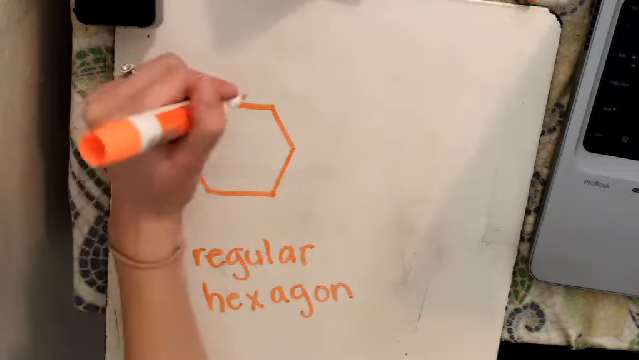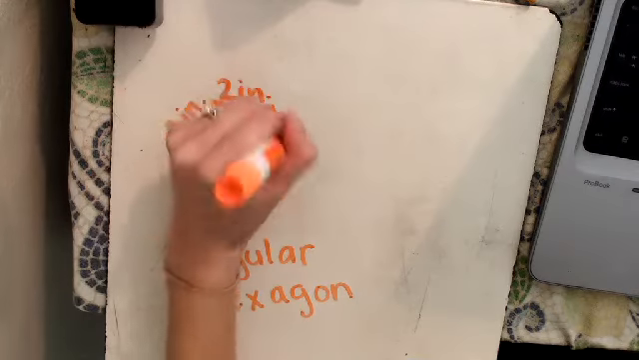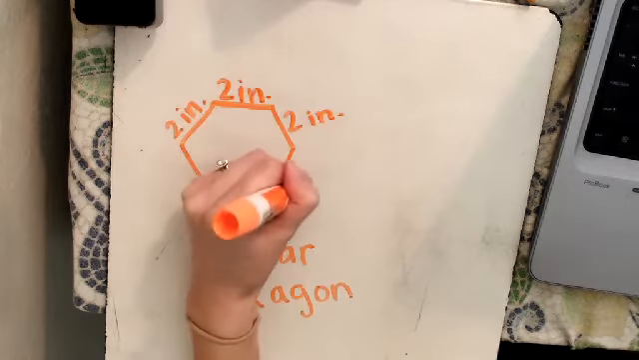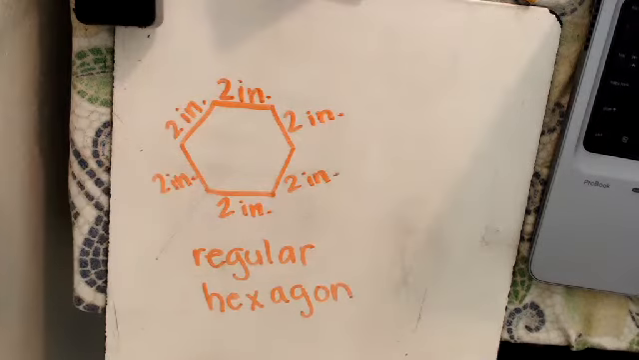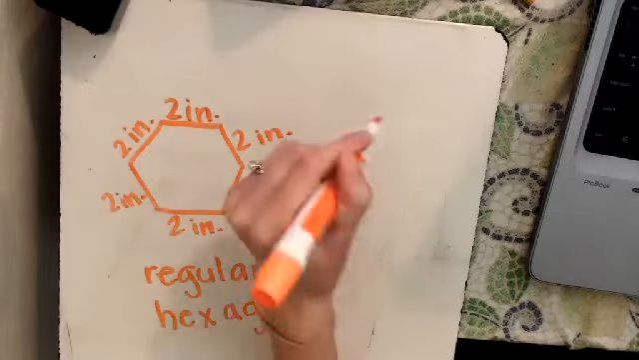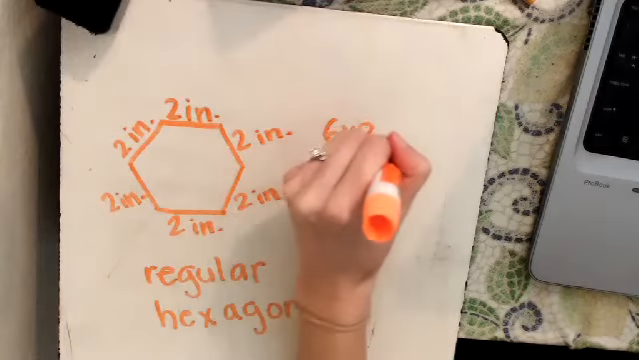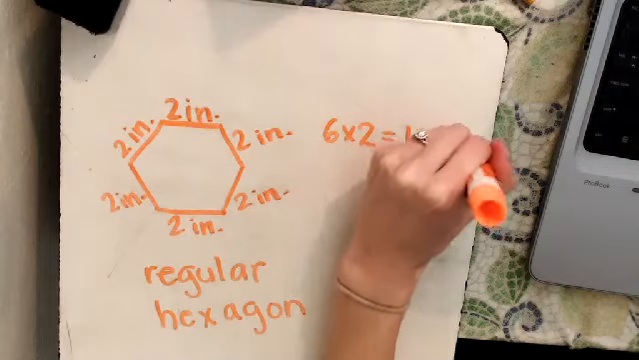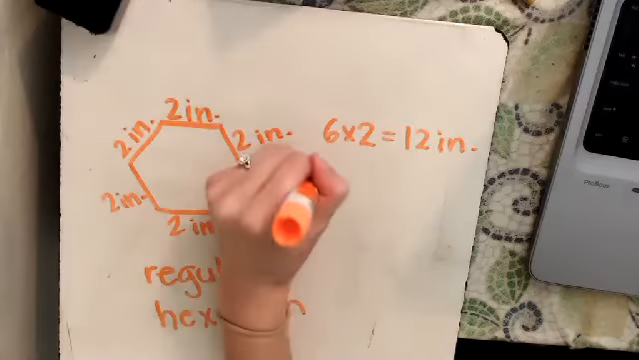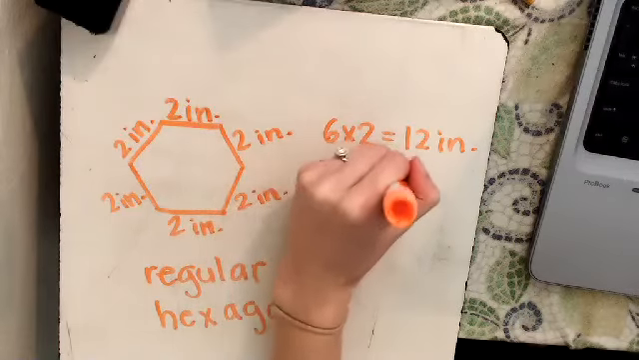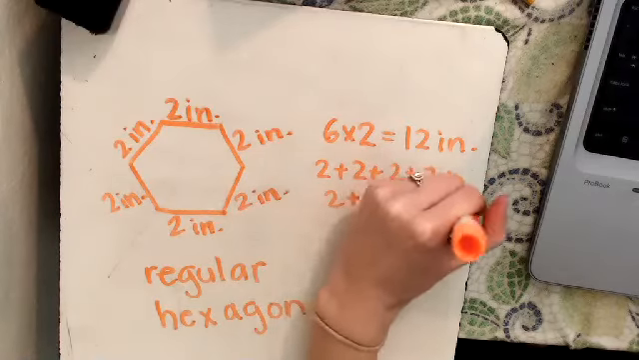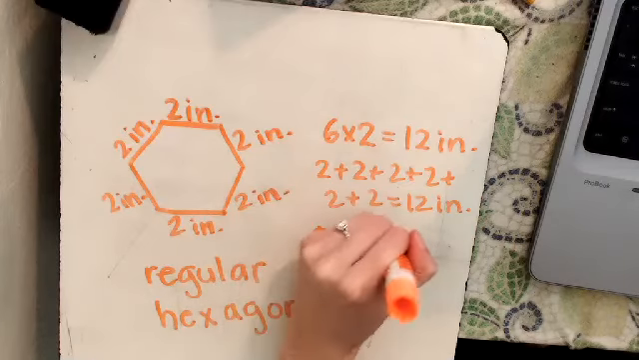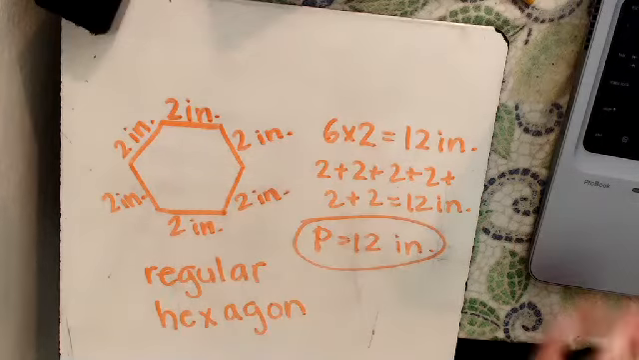All right, let's see what you did. Did you label every side length as 2 inches? All right, then to find the perimeter, you could have done two things. You could have done 6 times 2 equals 12 inches, or you could have done 2 plus 2 plus 2 plus 2 plus 2 plus 2 equals 12 inches. So perimeter P equals 12 inches. Did you get it? If not, that's okay.